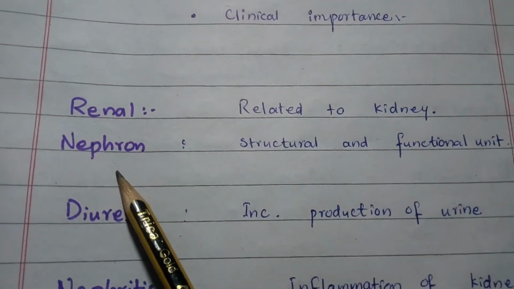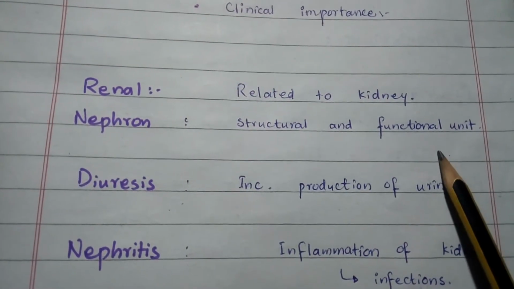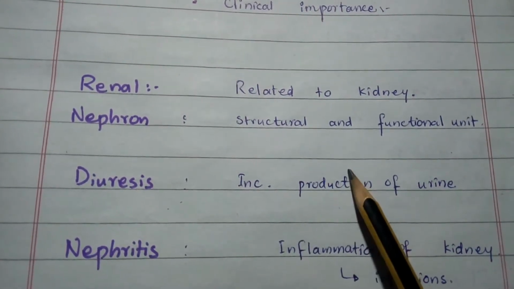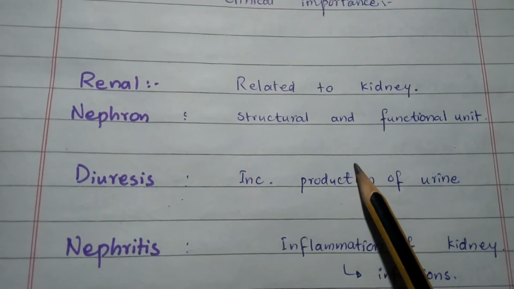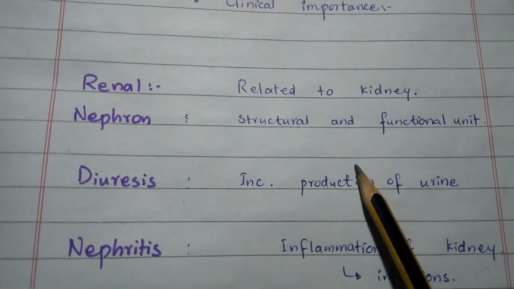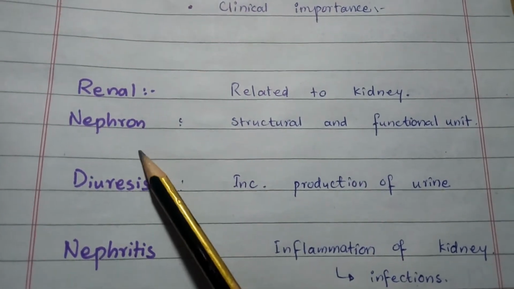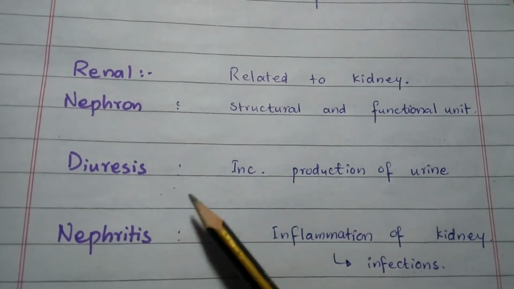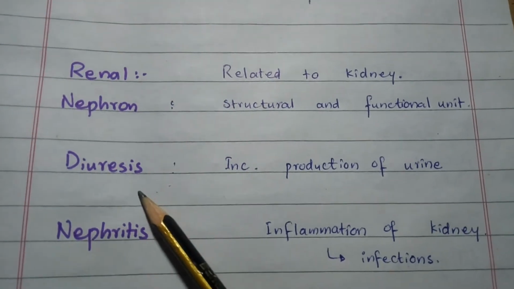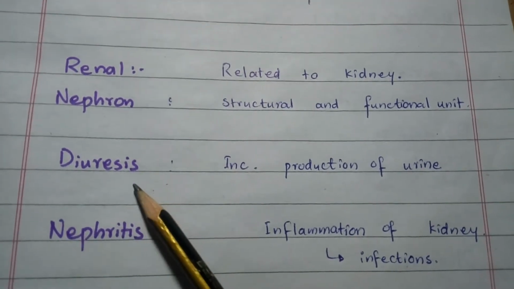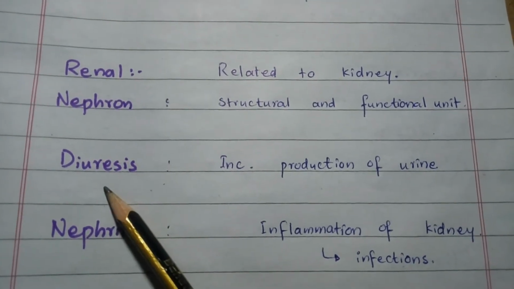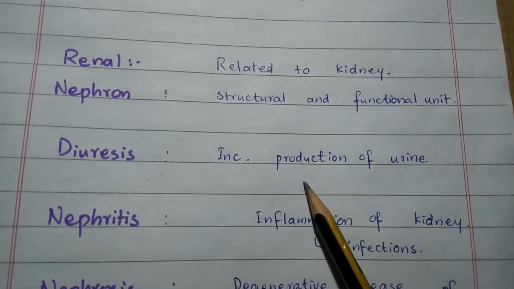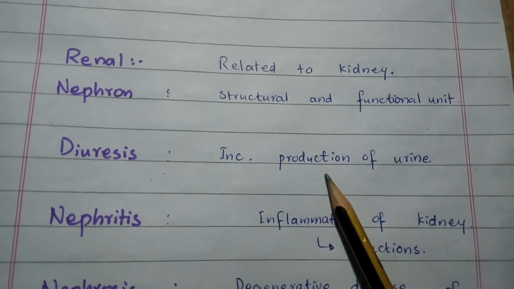Then the nephron. The structural and functional unit of the kidney is called the nephron. It has the glomerulus, Bowman capsule, including the loop of Henle. So the nephron is the structural and the functional unit of the kidney. Diuresis is another medical term used in renal physiology. Diuresis means increased production of urine or excess production of urine.